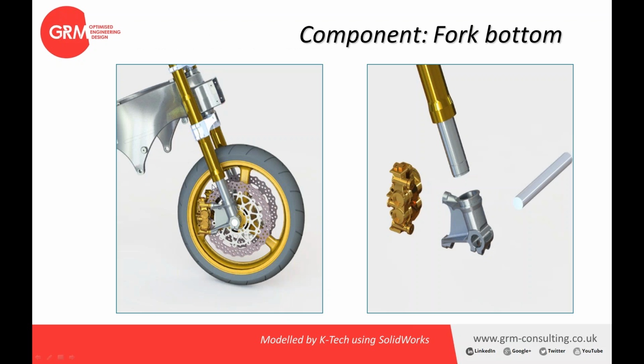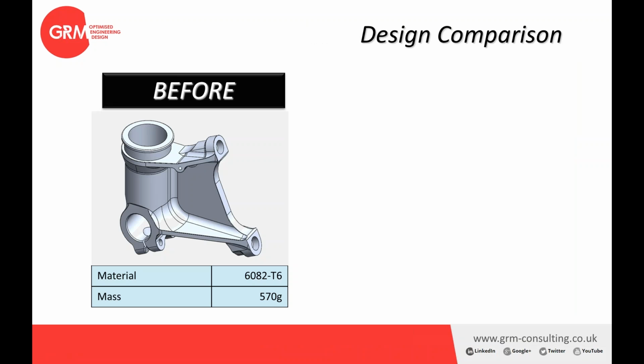So just to look at the part that we're optimizing, you can see here's the front wheel assembly with the calipers, the fork end, and on the right we have the exploded view that shows in the center the fork end component that we wish to optimize. So we'll just summarize how it began and where we ended up.